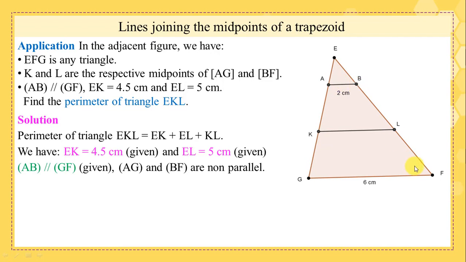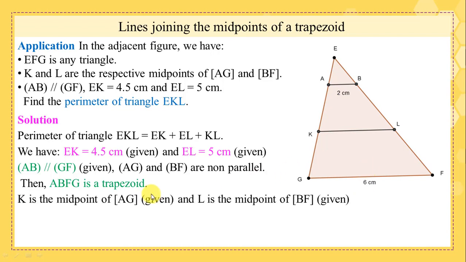So ABFG is what? It is a trapezoid. We have now a trapezoid, then we can use the midline theorem or the converse of midline theorem in a trapezoid. Here what do we have? From the given, we have K is the midpoint of AG and L is the midpoint of BF. Then we can use the converse of midline theorem in trapezoid, which says that the segment joining the midpoints of the non-parallel sides of the trapezoid is parallel to the bases and it is equal to half the sum of the lengths of the bases.